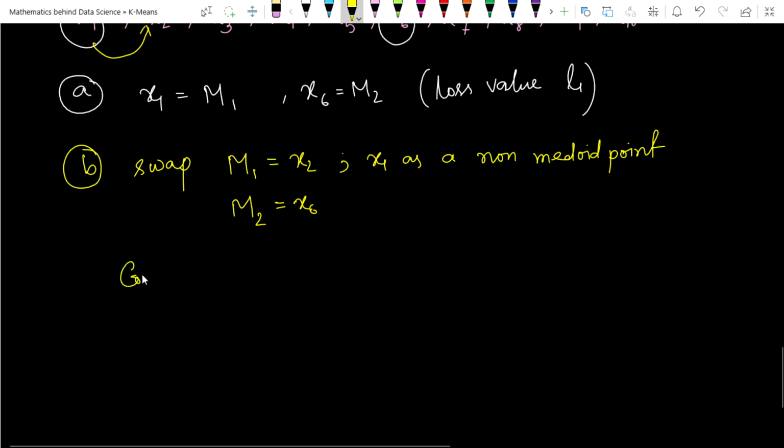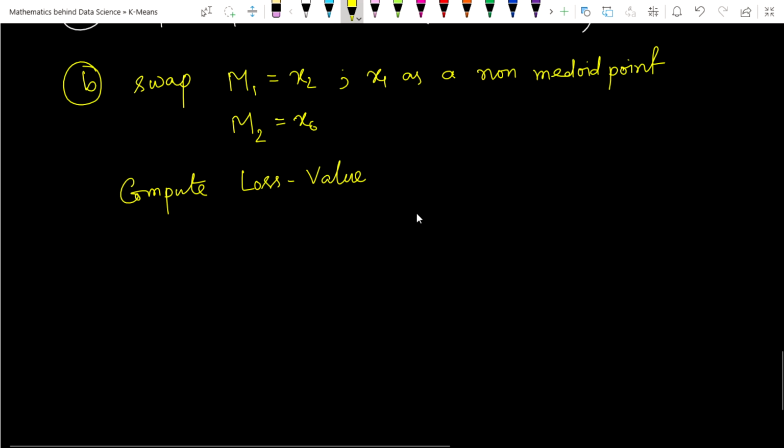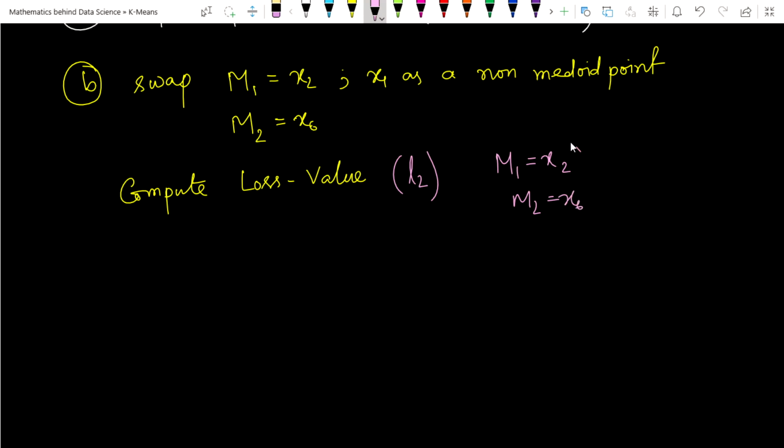Suppose the loss value that we computed here is L2, sampled using m1 equal to x2 and m2 equal to x6. Using these Medoids, we will compute this loss value L2.